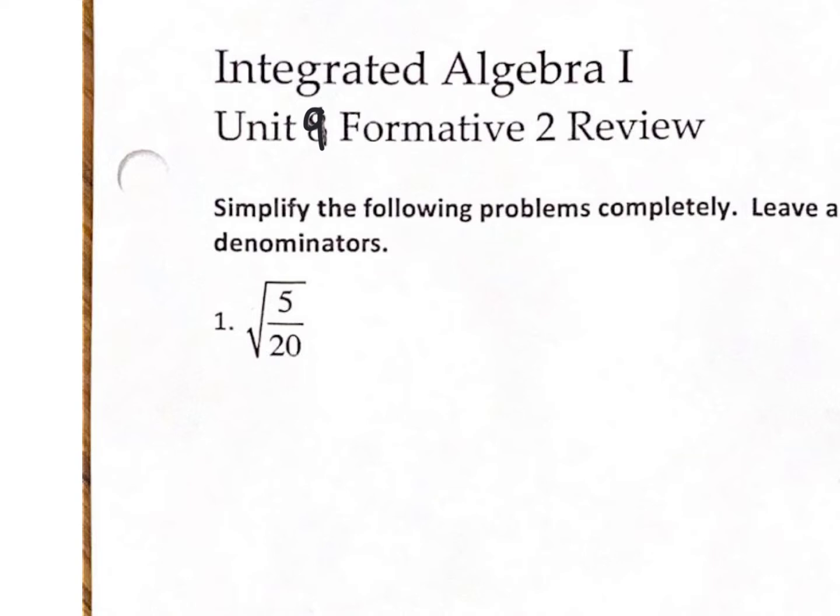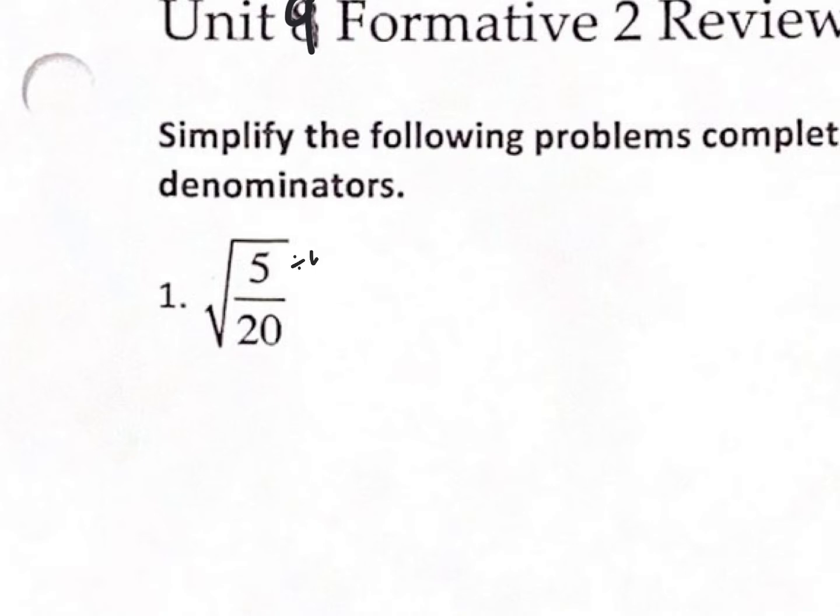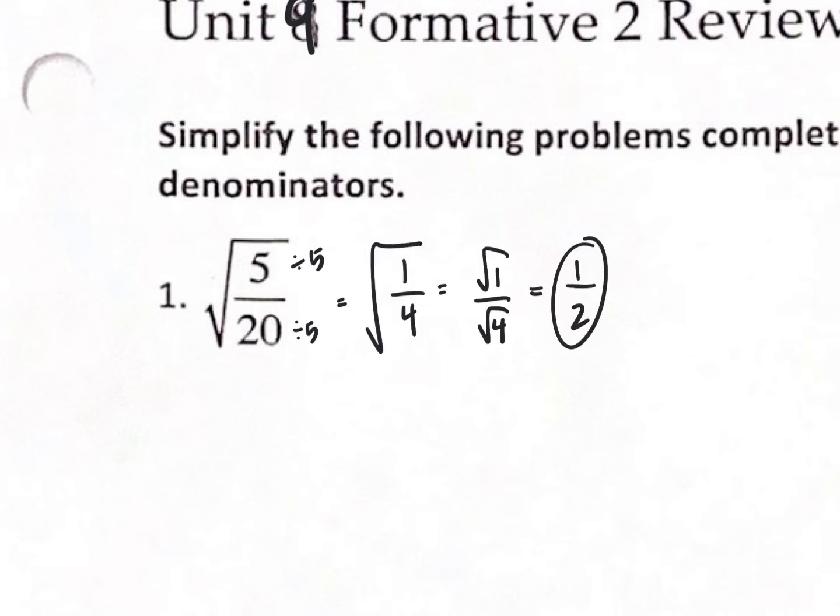So for number 1 here, we've got a fraction underneath the square root. So I need to simplify underneath that square root first. I can divide both of these by 5. And when I do that, I end up with the square root of 1 over 4. And both of those are actually perfect squares, so if we take the square root of 1 and the square root of 4, we end up with 1 over 2 for your final answer.